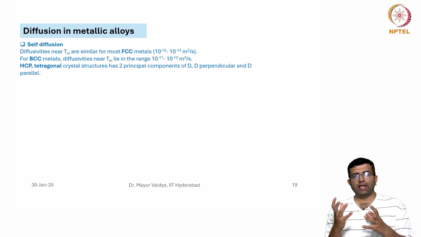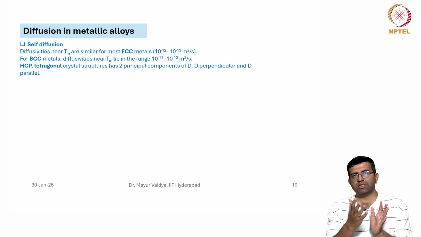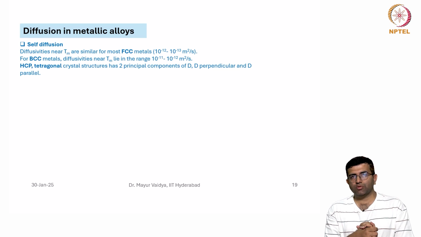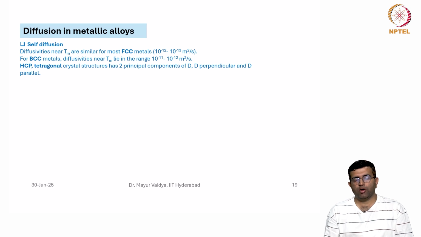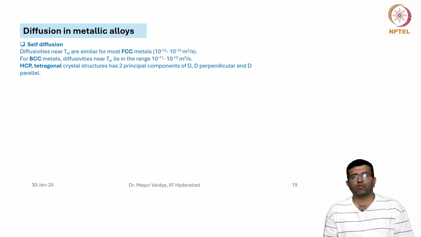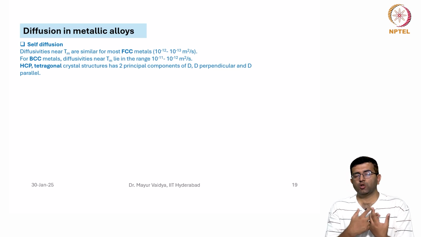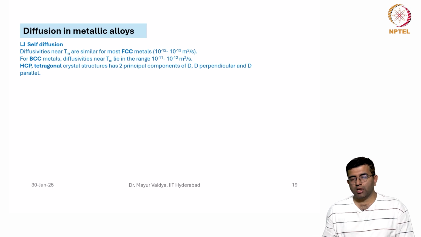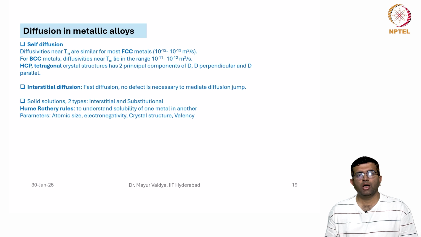We talked about the metallic alloys where for the self diffusion, diffusivities near the melting point are very similar for most of the FCC metals in the range of 10 power minus 12 to 10 power minus 13 meters square per second. For BCC, they are an order of magnitude higher, and for the uniaxial materials like HCP and tetragonal systems, we saw that diffusivity has two principal components, one perpendicular and one parallel to the C axis. So interstitial diffusion, we already saw that it's fast and no defect is necessary.